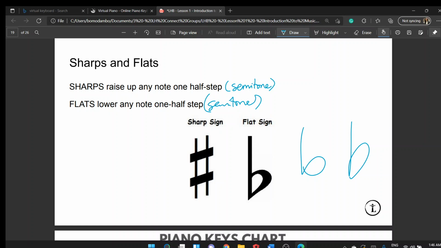But most times when we're typing on the keyboard, we don't have this symbol there, so we just use a hashtag and a B. But these are not the correct ways to write it at all. You're not going to see sheet music with this. You're going to see a sharp sign and a pregnant B, pretty much.